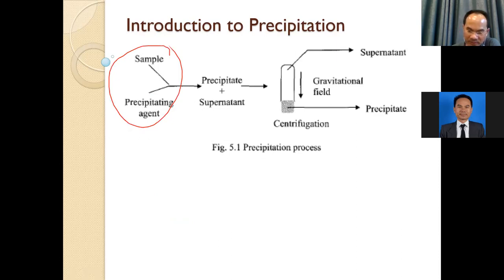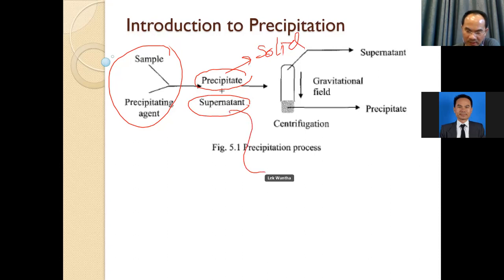And then you will get two things, precipitate and supernatant. The precipitate is the solid form. This is the liquid form. You get the clear liquid, or supernatant, and then you get the solid settling at the bottom.